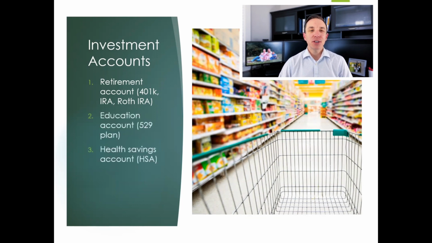Following our discussion on retirement accounts, we spoke about education accounts like 529 plans, and then health savings accounts or HSAs. Each of these provide a tax-efficient way to save for education and health expenses, respectively.